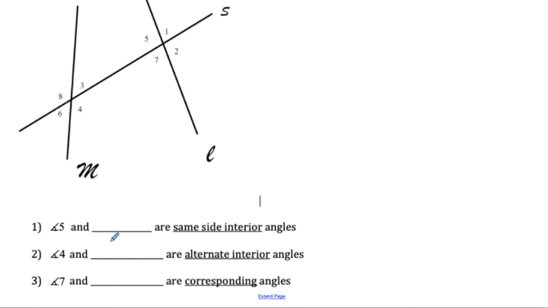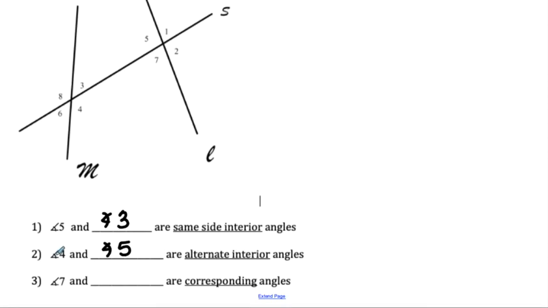All right, so same side interior angles. So these are the two lines, and S is the transversal. So angle 5 and angle 3 would have been same side interior angles. Alternate interior angles would be angle 4 and angle 5. How you doing so far?